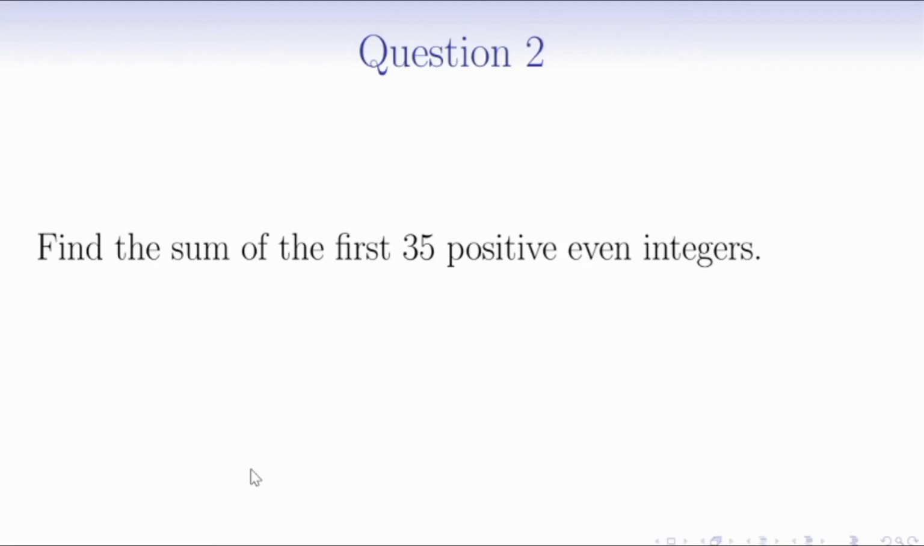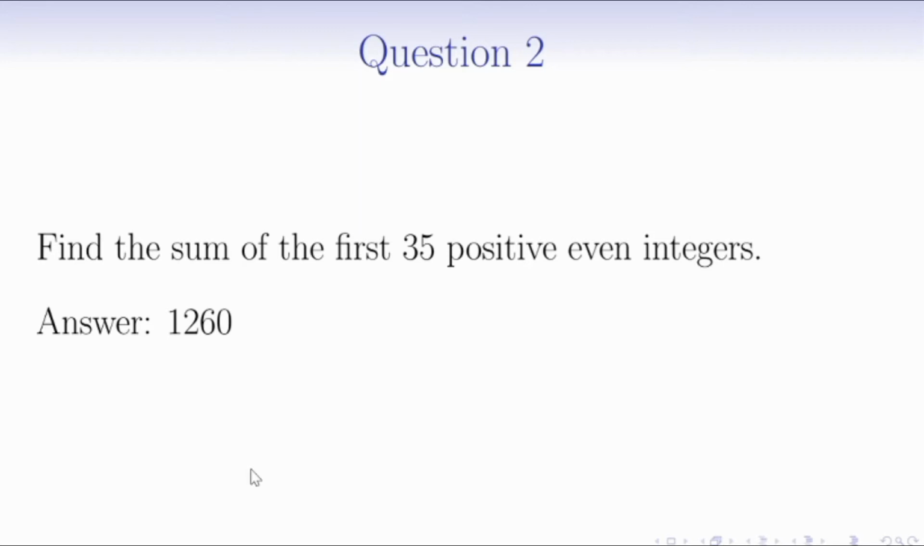Find the sum of the first 35 positive even integers. I showed you a solution a while ago, a formula, which is the sum of an arithmetic sequence. Yes, it's an arithmetic sequence, because the first positive even integers are 2, 4, 6, 8, and so on. So the answer here is 1260.